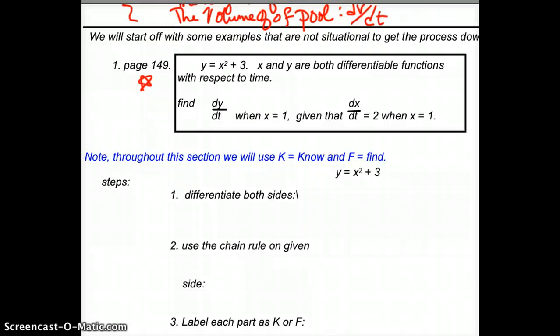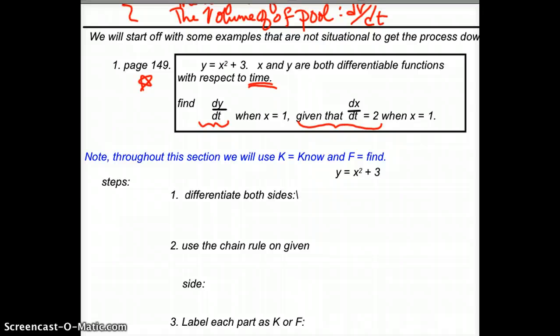So I have y changing with respect to x. And it says x and y are both differentiable functions with respect to time. So what they're saying is that I have two functions changing over time, both y and x. I'm supposed to find the rate of change of y with respect to time when x is 1. And then they give me that the change in x with respect to time is 2 at that time.